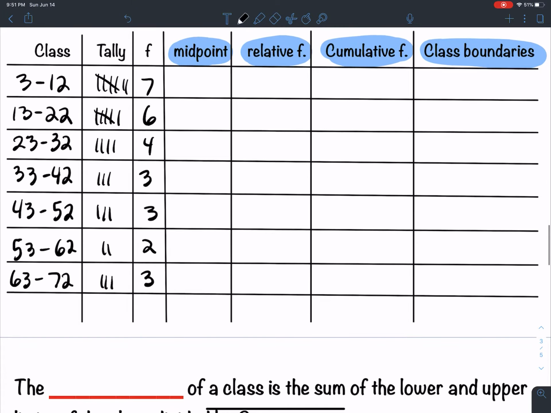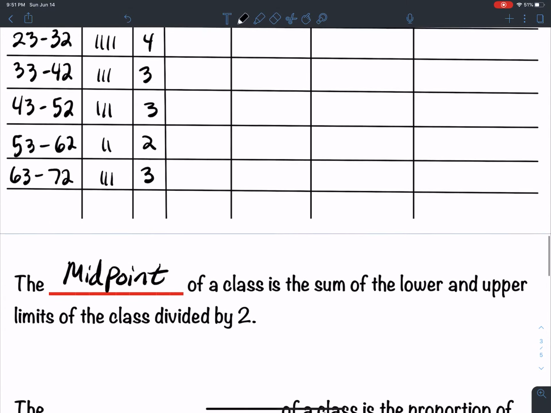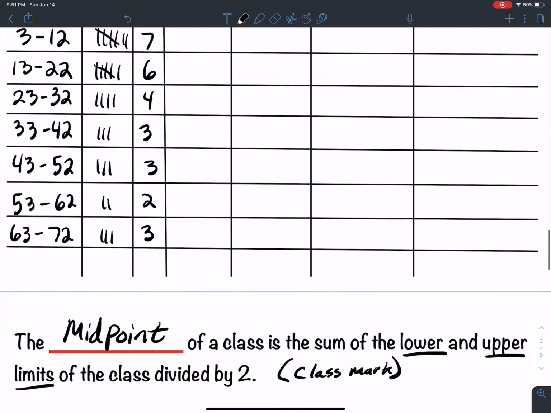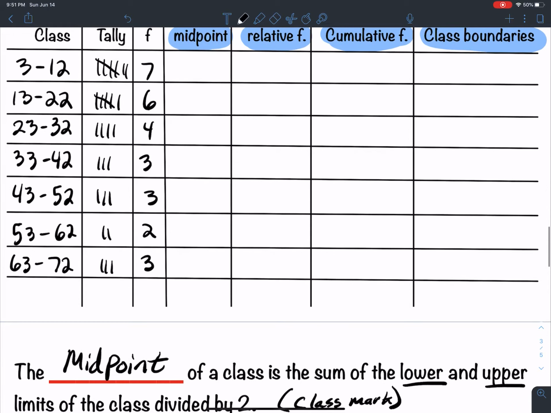So the first one is the midpoint. The midpoint of a class is the sum of the lower and the upper limits of the class divided by 2. When I think midpoint, I think in the middle. Sometimes it's known as the class mark. Okay? So for the first class, what are the upper and the lower limits?